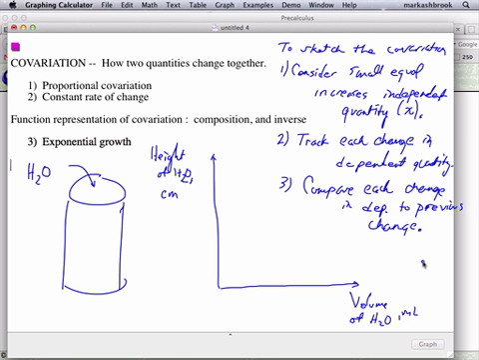In this case we're adding water, so we're going to add 1/10 of a milliliter at a time, say. Every time we add 1/10 of a milliliter, we're going to ask, what happened to the height? Did it go up? Did it go down? Did it go up a lot? Did it go up just a little bit? And then, as we continue to do that, each time we add a little bit of water, we're going to compare the change in height to the previous change. Is the change bigger? Is the change smaller?